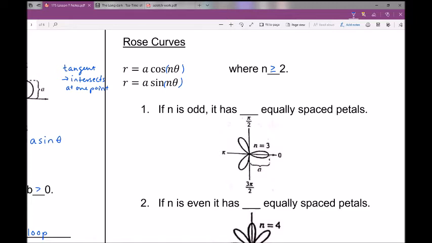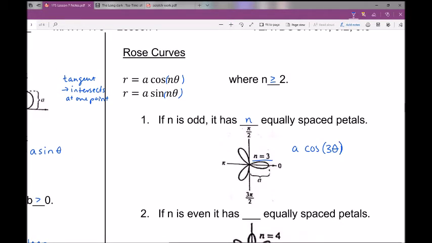Now if n is an odd number, then we get exactly that many equally spaced petals. So if you look at the example of the picture here, we have n equal to 3, and so this should be the equation A times the cosine of 3 theta, or the sine, I'm not really sure, but this might be an example of it. We don't really know what A is, but we do know that n has to be 3 because there are 3 petals in this graph. Okay?